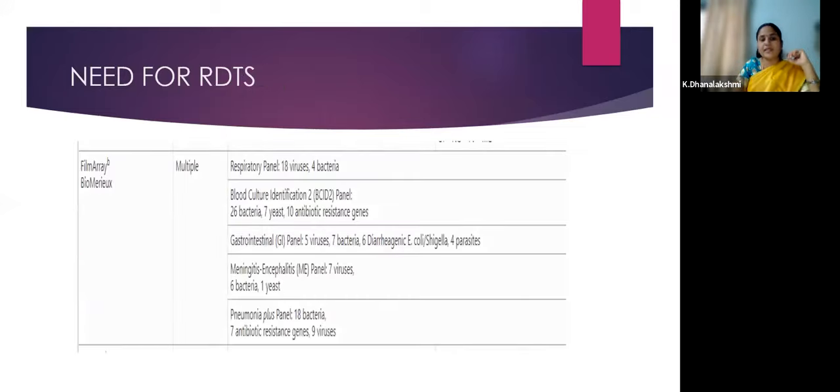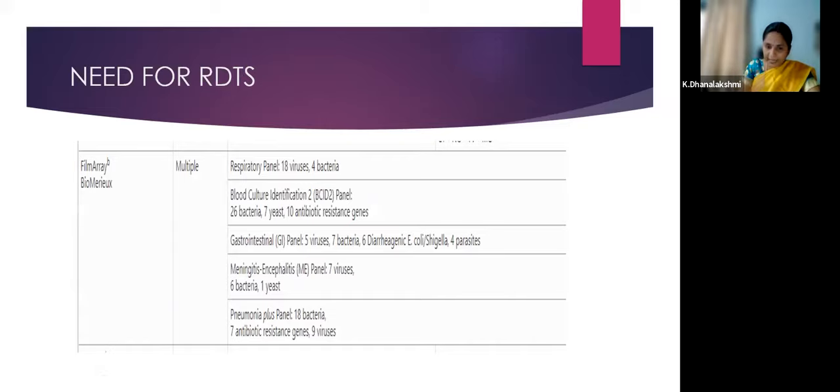So these are the rapid tests available here. FilmArray, so this is a multiplex PCR. If you see the respiratory panel, it includes 18 viruses and 4 bacteria. The blood culture panel, we have not yet started using. The GI panel covers viruses, bacteria, and even parasites. And the ME panel, that is a meningoencephalitis panel, covers viruses, bacteria, and yeast. And the pneumonia panel covers bacteria. And sometimes we are able to get the resistance genes.